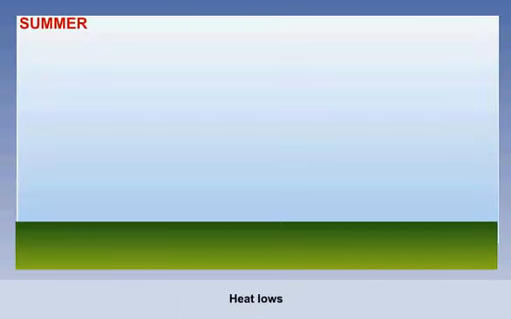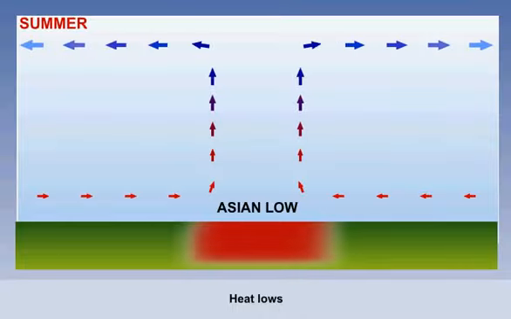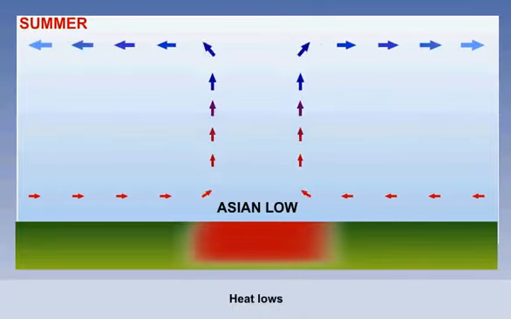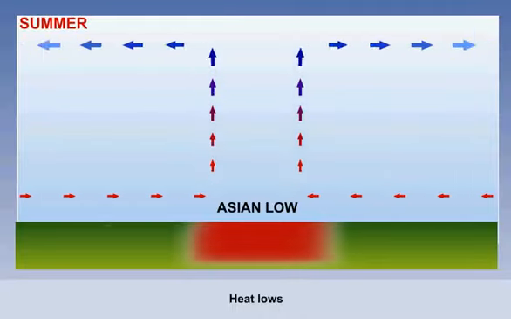In the lesson on pressure systems, we looked at the basic concept of small-scale thermal lows or depressions. Examples of these are heat lows, which form over land in the day during the summer months, such as those we often see over the Iberian Peninsula.